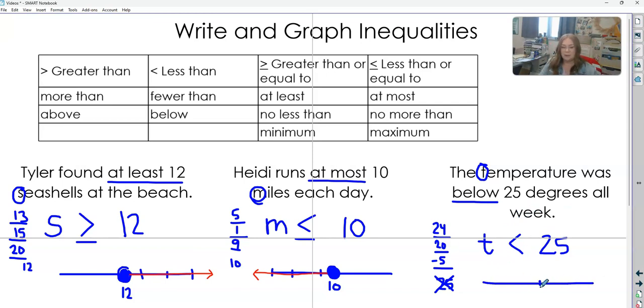So on my number line, we're going to mark 25. And we're going to circle it, and we're going to leave it open because it's not including it. Not included. So we said it could be 24 and 20 and -5. So all of my answers are going to the left and getting smaller. So it just touches that circle and shows me all of the possible answers that it could be.